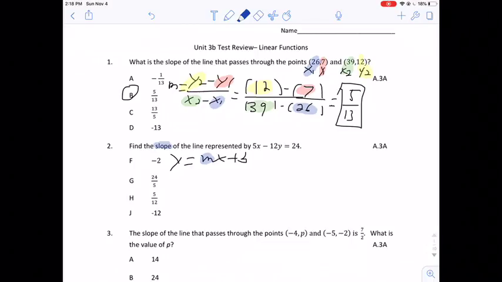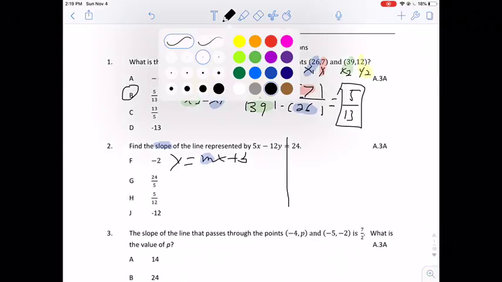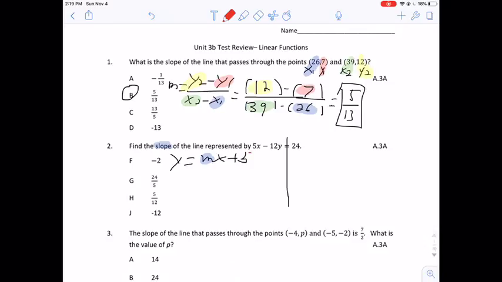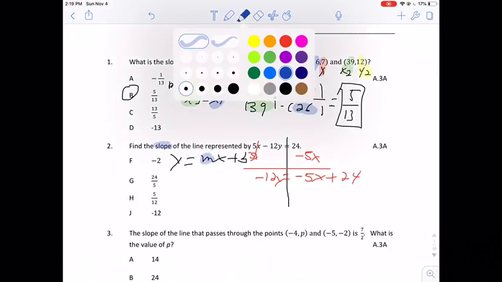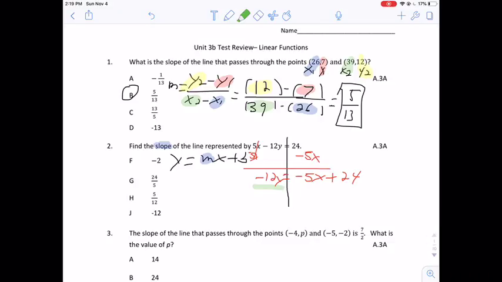What I need to do is get y by itself. So to get y by itself, I'm going to start by drawing a line down here. I'm going to start solving this. So to solve this, let me subtract 5x from the left and subtract 5x from the right. That goes away. Now I have negative 12y equals, I want to write the x term first. It's a negative 5x. And I'm going to write the 24 second. Here's the 24.